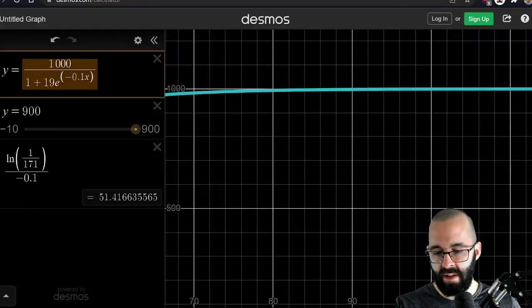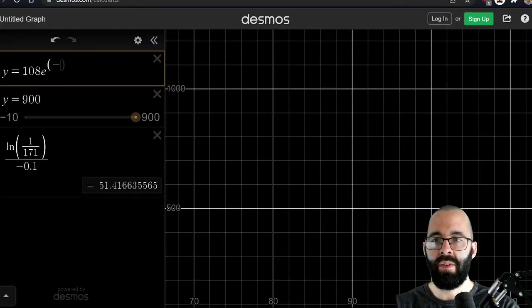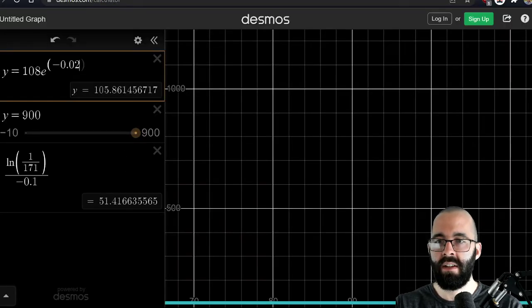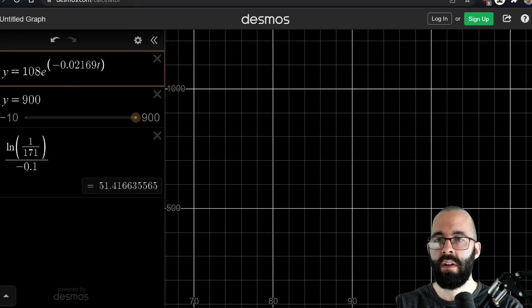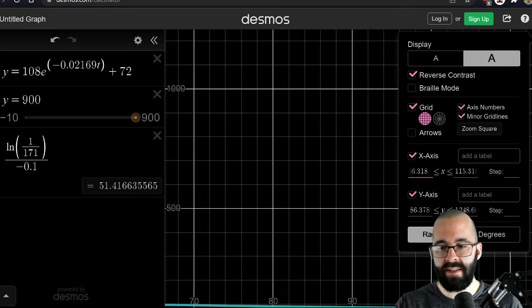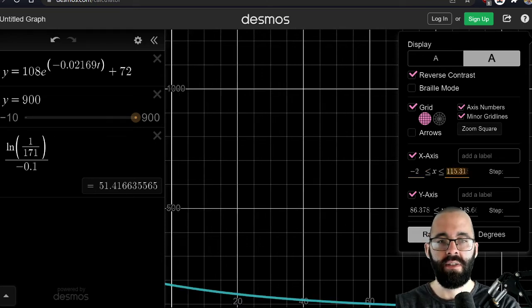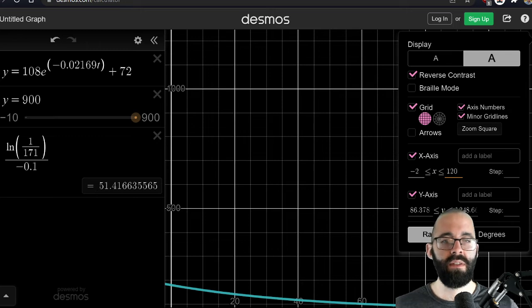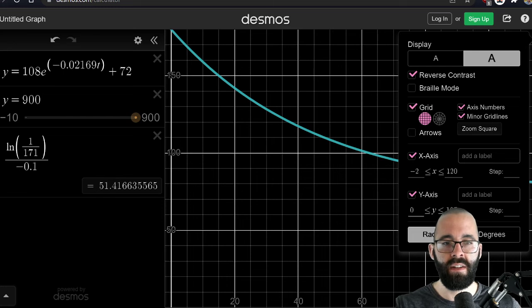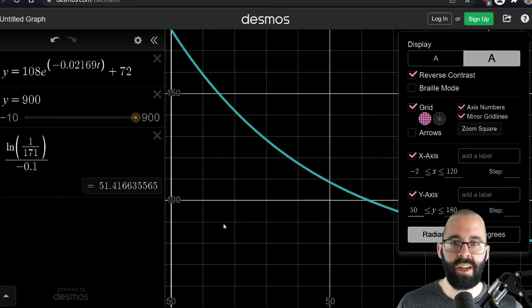Okay. Look at this. 108 e raised to the negative 0.02169t plus 72. For the x's, x is in minutes. So maybe let's look at 2 hours. And for the y's, y is temperature. So maybe we'll look at, well, it started at like 180 degrees or something. We don't have to look all the way to 0 degrees. That's not very interesting. We can skip to 50 degrees.